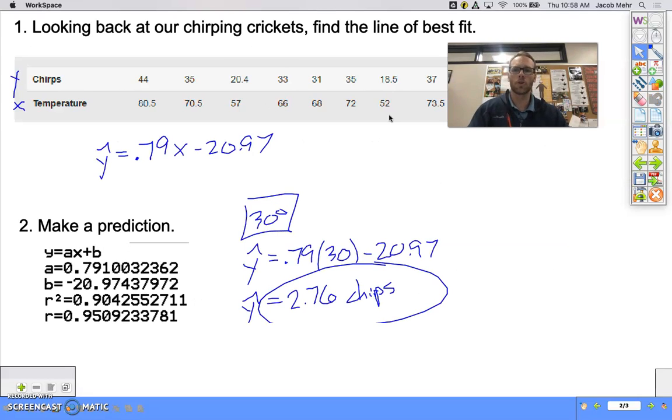Okay, so remember our chirping crickets. All I did was take a picture of our work from a previous video here. We found our linear regression. We have this equation for y hat, for making predictions. This was a screenshot from my calculator of finding that linear regression. y equals ax plus b. There's the a, there's the b. We ignored the r squared and we just looked at the correlation coefficient of 0.95, and we said that's a strong correlation. That's positive, so it's sloping upward. It's really close to 1. That's a strong correlation.